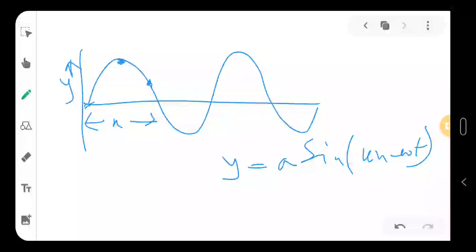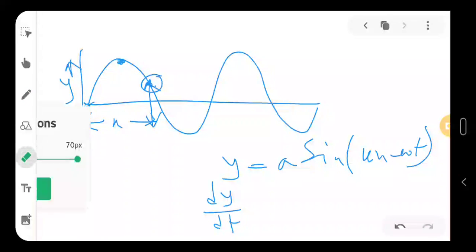If I do dy/dt, then what would this be? This would be nothing but the linear velocity, not angular velocity, of this individual particle only. That means this particle is having an oscillation up and down with respect to time, and we will get the velocity of that particle only. So dy/dt will not help us here.